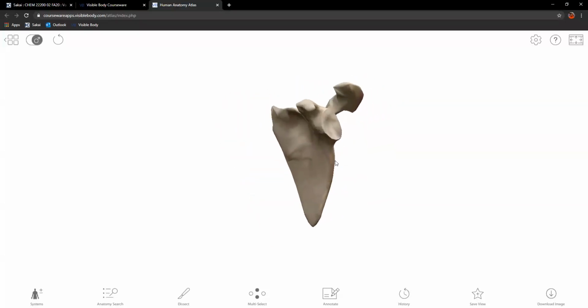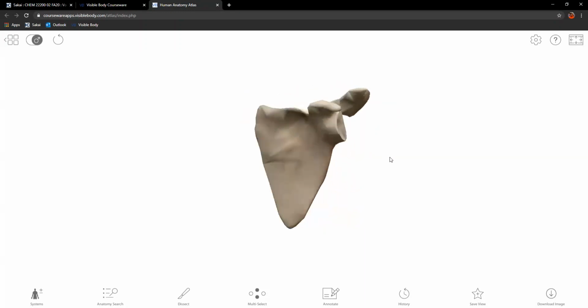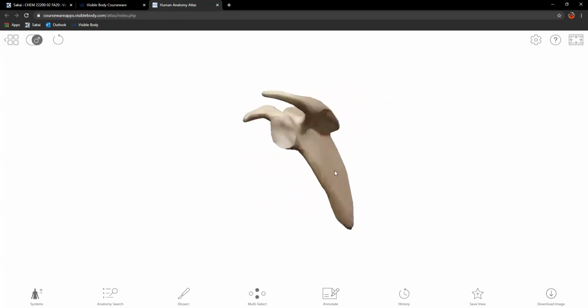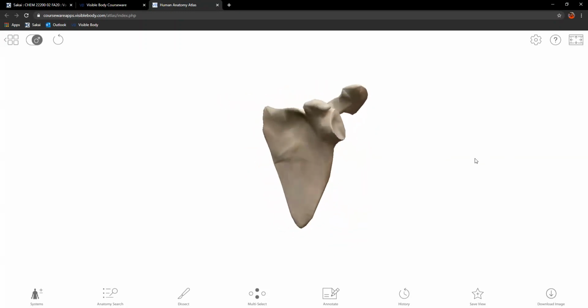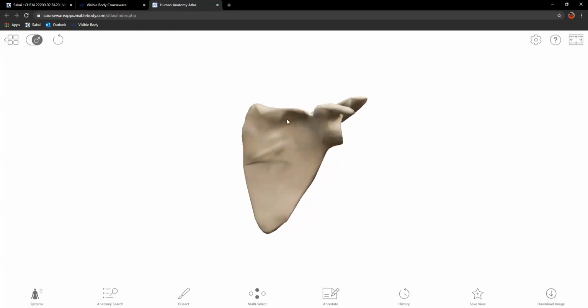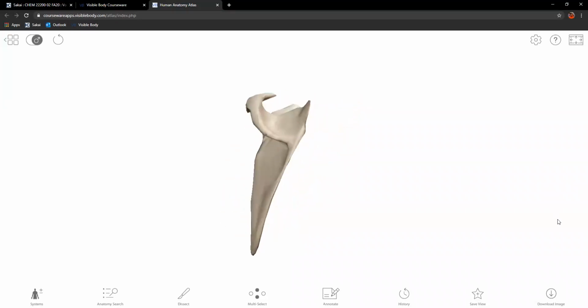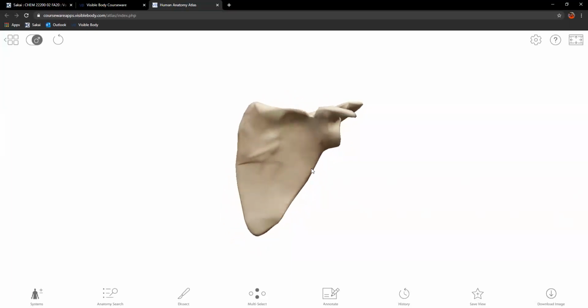But I went through each angle to show where the landmarks would be most visible. But you should be able to identify all the landmarks from every angle and every view of the scapula. So if we're looking at the subscapular fossa side or the anterior side, you should still be able to identify your supraglenoid tubercle, your infraglenoid tubercle, your coracoid process, acromion process. You should be able to identify all of those from the anterior side, the posterior side, your medial and lateral border. Should be able to identify everything from every angle.